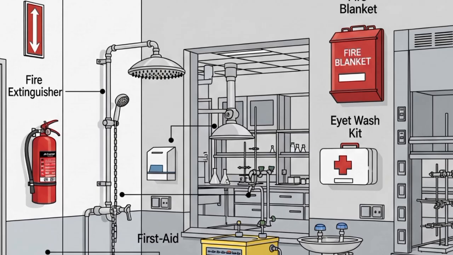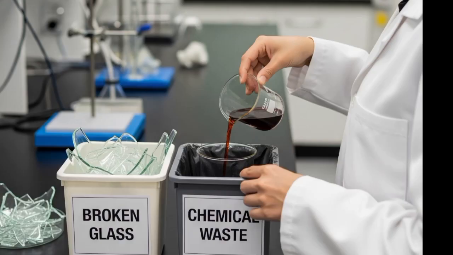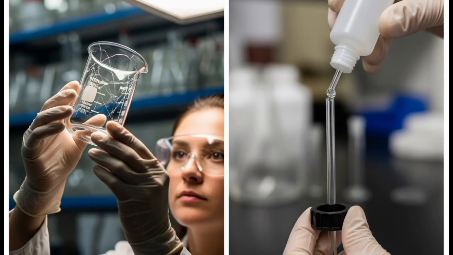Know these locations. The sixth point is chemical handling. Never test or sniff chemicals directly. Use fume hoods for volatile or toxic substances. The seventh point is waste disposal. Dispose of chemicals and glassware as instructed, and never in sinks unless approved. Eighth, glassware safety. Check for cracks before use. Never force glass tubing into stoppers.